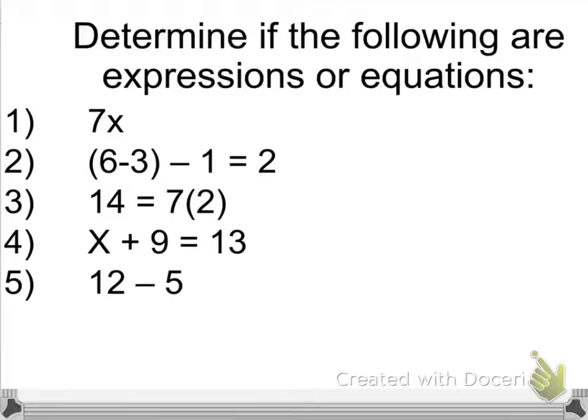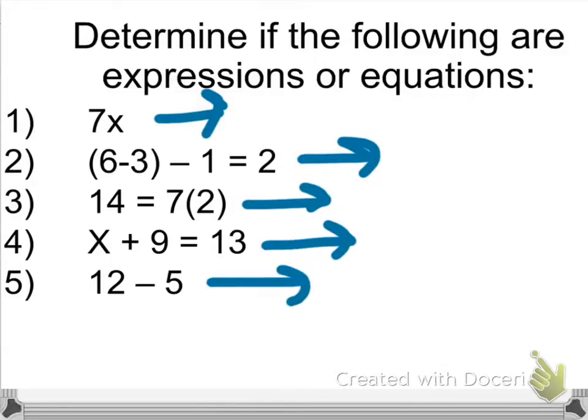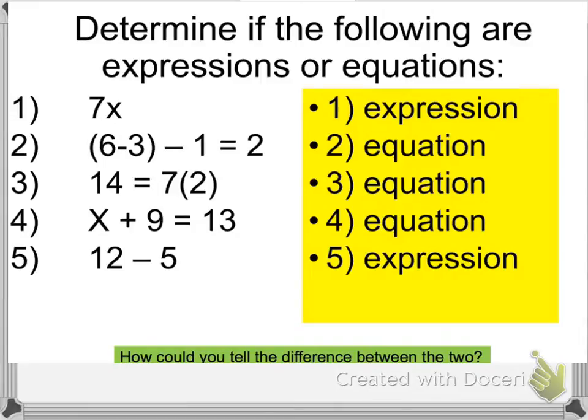Now I want you to take a minute and determine if the following are expressions or equations. Just take a minute to figure those out. You should have paused the video and tried to figure out which ones were expressions or equations. Number 1 was an expression. Number 2 was an equation because it has an equal sign. Number 3 is an equation because it has an equal sign. Number 4 was also an equation because it had an equal sign. And number 5 is an expression because it does not have an equal sign. It is not trying to figure out if it is equal to some other expression.